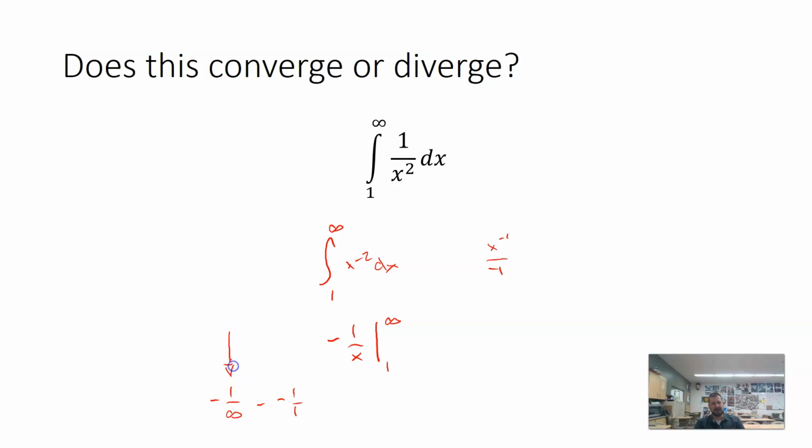This first part, I'm dividing by a massively huge number, so that becomes 0. Minus negative 1, that's the same as plus 1. 0 plus 1 is 1. That means that this particular improper integral is convergent, and it's convergent on 1. I can tell that it's convergent immediately.